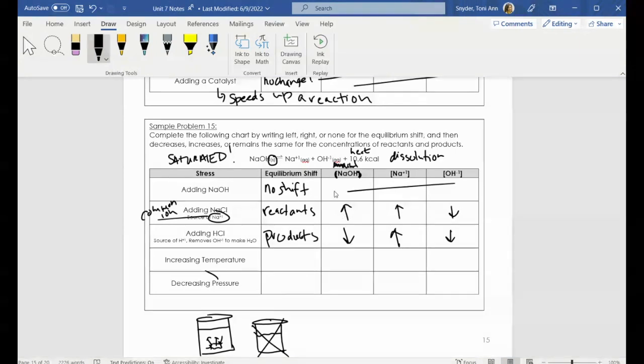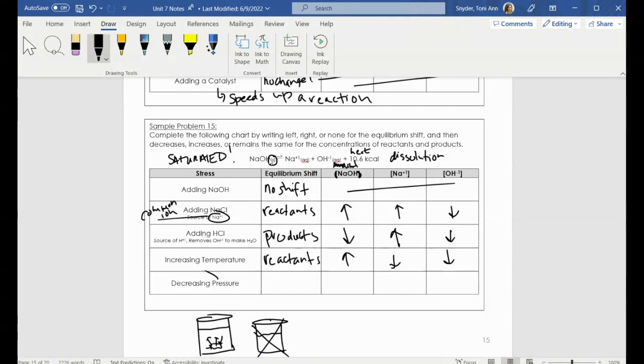Let's say I have an increase of temperature. Like we said, here's my temperature, heat it up. I can actually form more sodium hydroxide in this case. So I would have a shift toward the reactants. Therefore, I would have an increase, a decrease, and a decrease. If I add heat, that's going to force sodium ions and hydroxide ions to come together and make more solid sodium hydroxide.